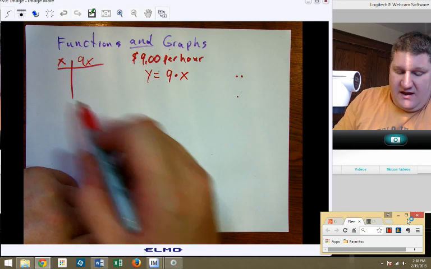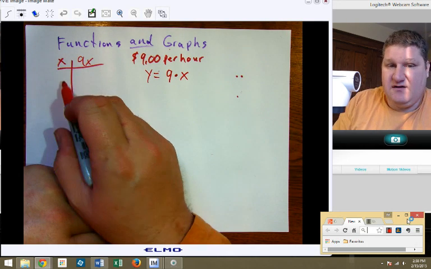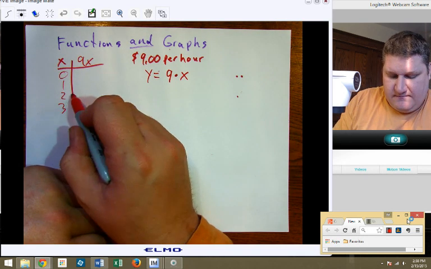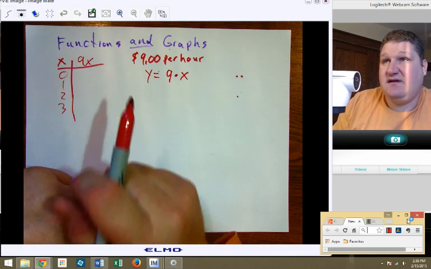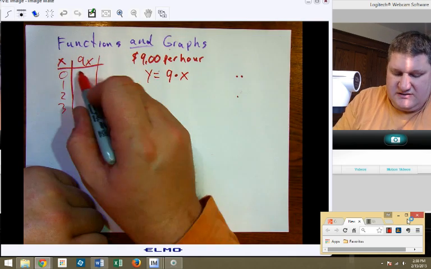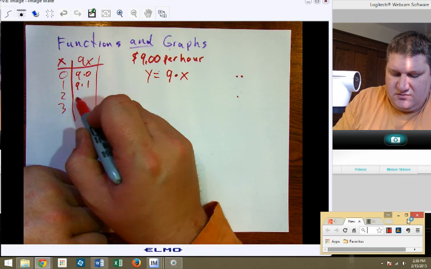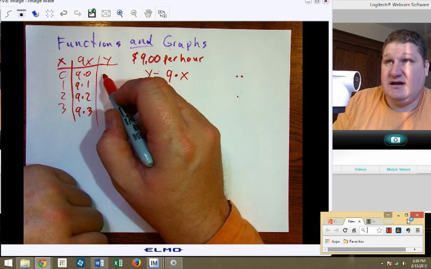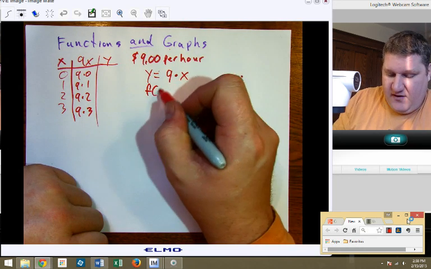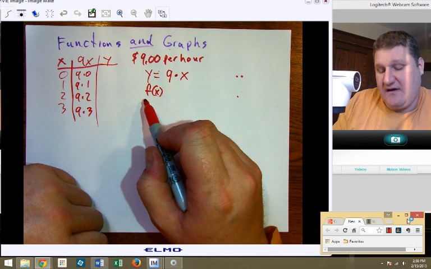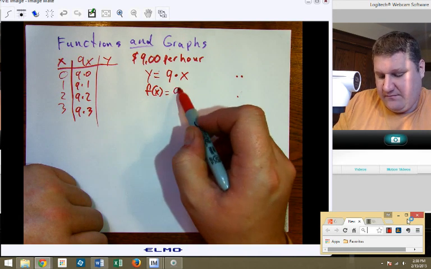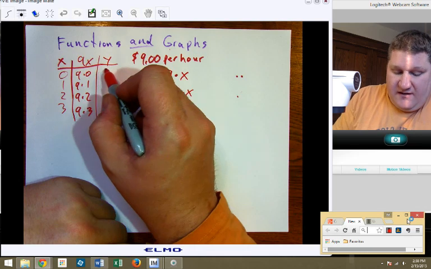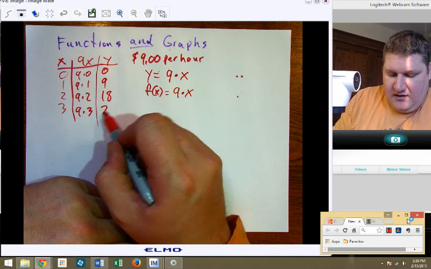Now, from there, we're going to need some values. In this case, negative values wouldn't make much sense, so let's just give 0, 1, 2, 3. Now, we're going to need to show our work. We're going to say 9 times 0, 9 times 1, 9 times 2, 9 times 3. And our y values that we're going to get out, or our f of x, because the way we read this is as a function of x, because it's a function and it involves the variable x. So we have 0, 9, 18, and 27.